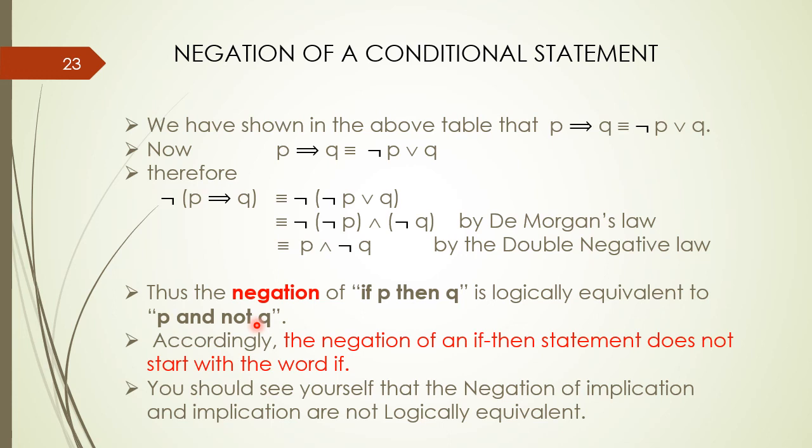Accordingly, the negation of an if-then statement does not start with the word if, and we can observe that the negation of implication and the implication are not logically equivalent. Students, you can construct the truth table for the negation of implication and for the implication law, and you can observe that the truth values for both expressions, which are P and not Q, and not P or Q, would not be equal.